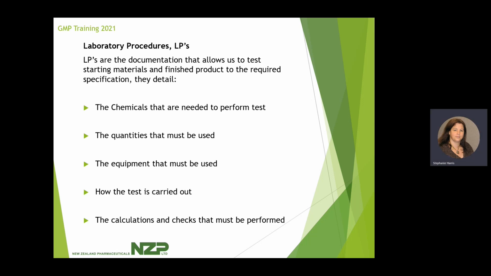LPs, Laboratory Procedures. LPs are documentation that allows us to test starting materials and finished product to the required specification. They detail the chemicals that are needed to perform tests, the quantities that must be used, the equipment that must be used, how the test is carried out, and any calculations and checks that must be performed.